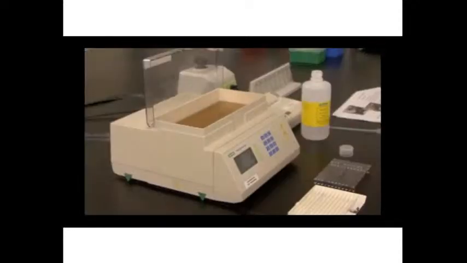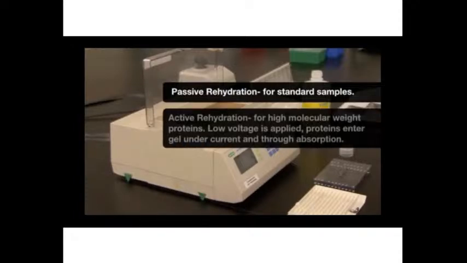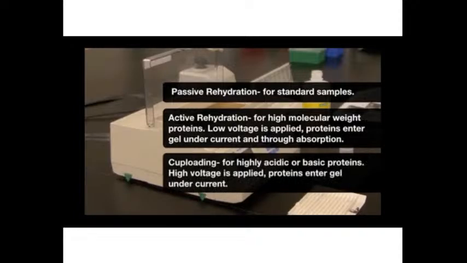The initial step of the first dimension separation is to rehydrate the strip. I will do passive rehydration in the focusing tray. Other forms of rehydration are active, which may be used for high molecular weight proteins, and cup loading, which is ideal for the separation of proteins that will be separated at extreme basic and acidic pH.